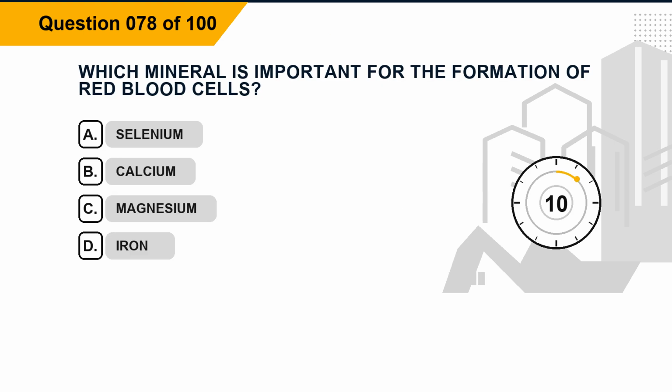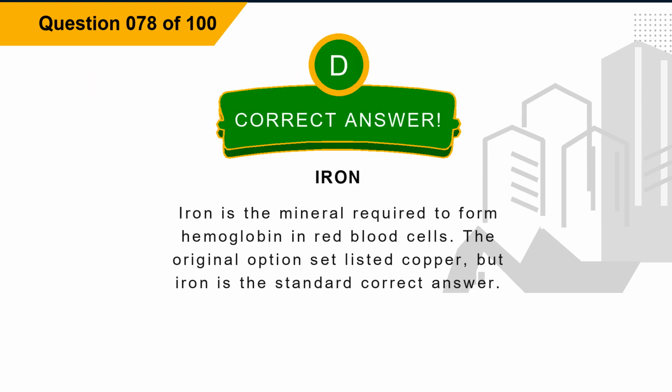Question 78. Which mineral is important for the formation of red blood cells? Option A, selenium. Option B, calcium. Option C, magnesium. Option D, iron. The correct answer is option D, iron.